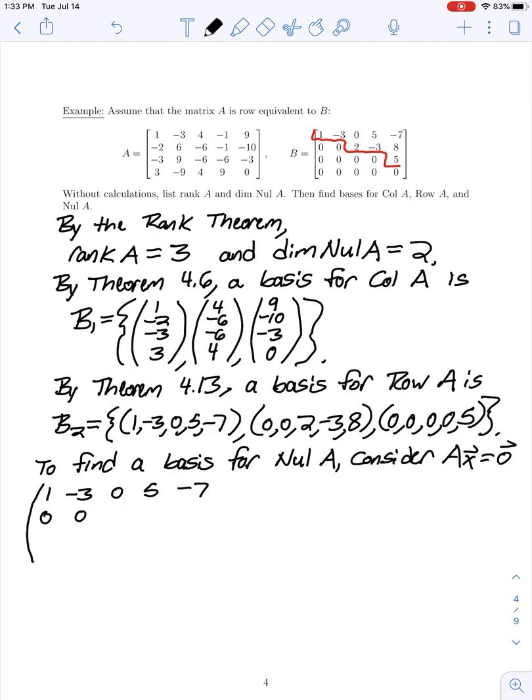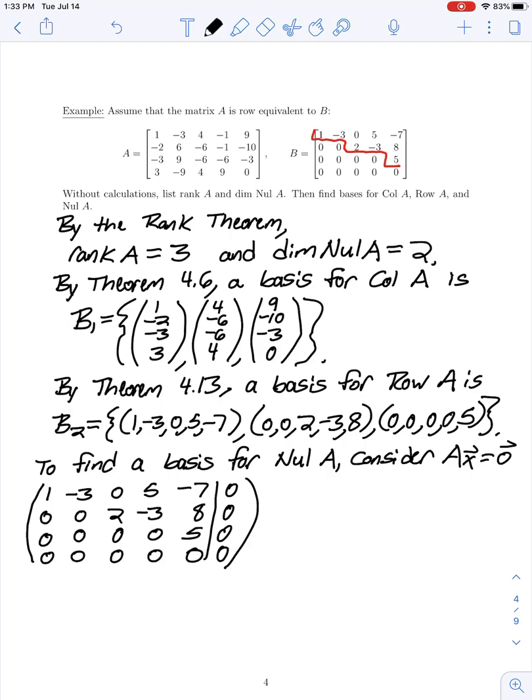Second row is 0, 0, 2, -3, 8. Third row is 0, 0, 0, 0, 5. And our last row was a row of all zeros. Now we're augmenting that with the 0 vector, since we're talking about the null space.